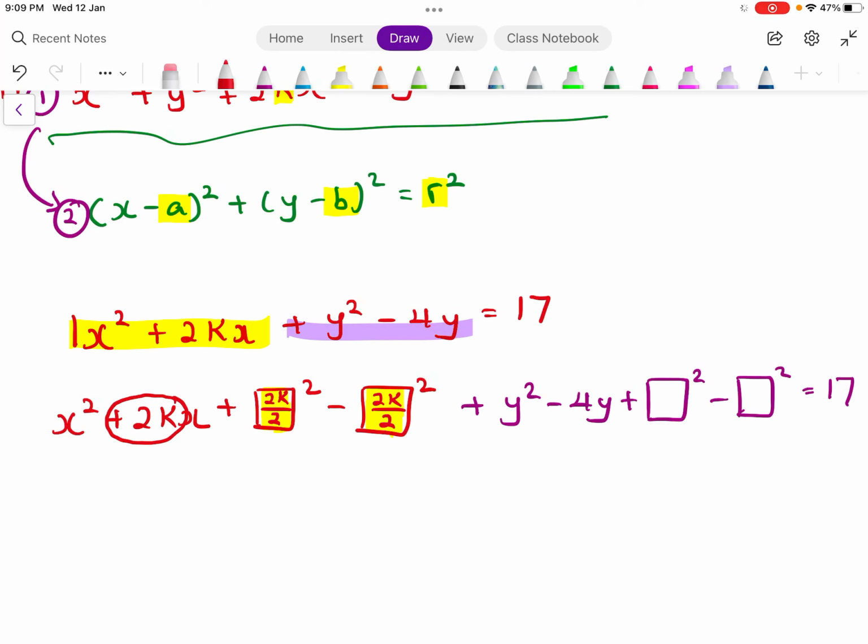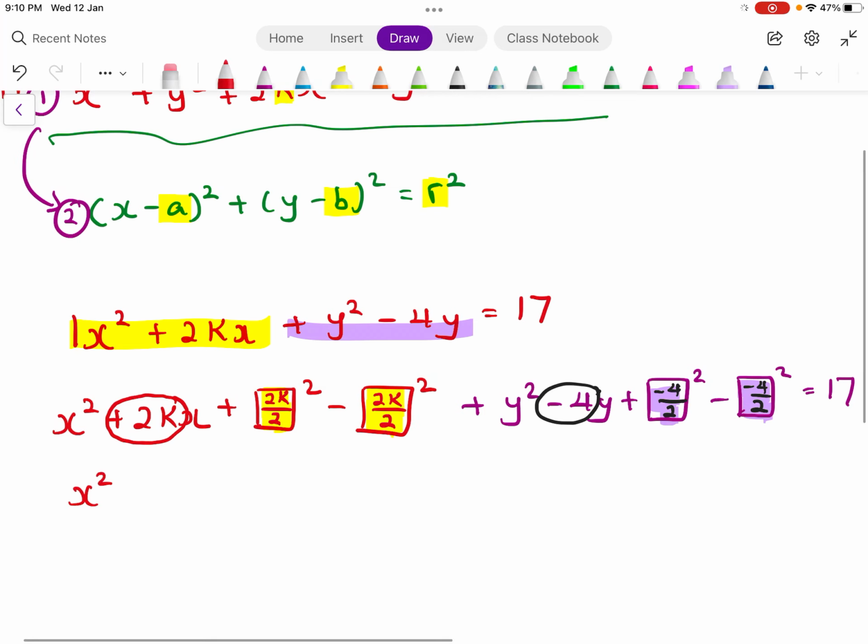Alright, then after that, I do it for the purple box. Okay, so purple box, there's a negative 4 here, right? So you use negative 4, you divide by 2. Then the fourth box, do it the same. Okay, because I want to add something, I must minus off the same thing, because I'm not changing the equation. Alright, so it's very important.